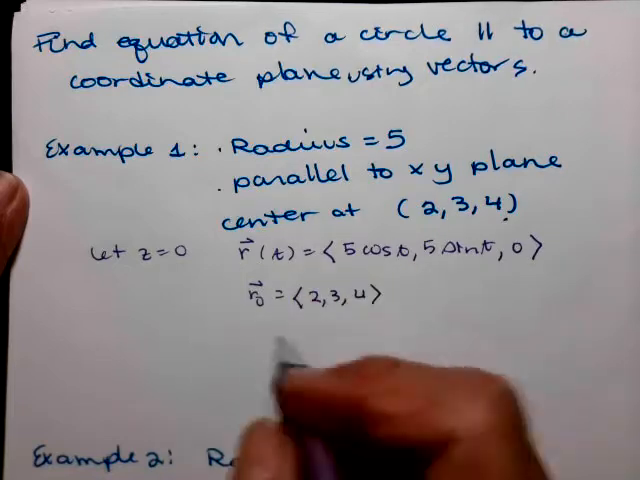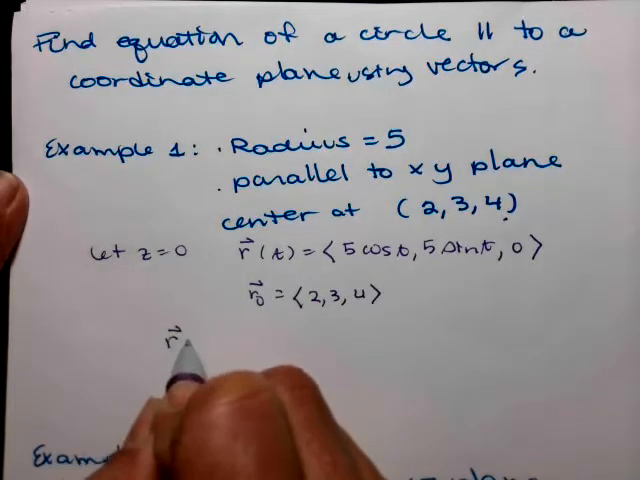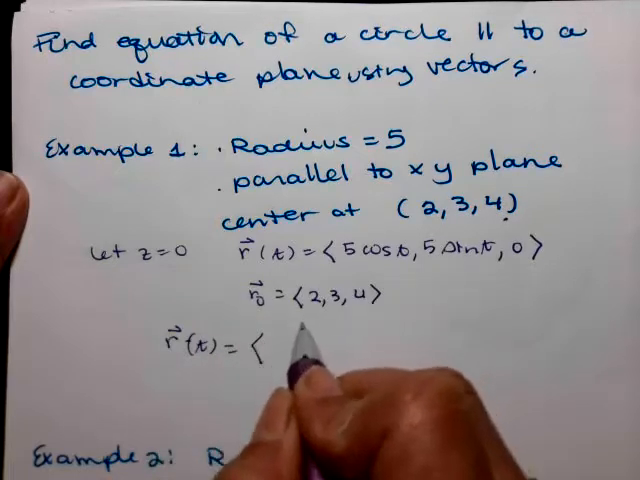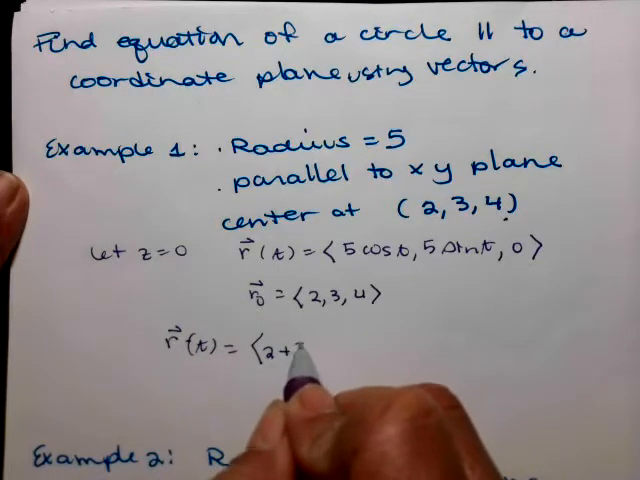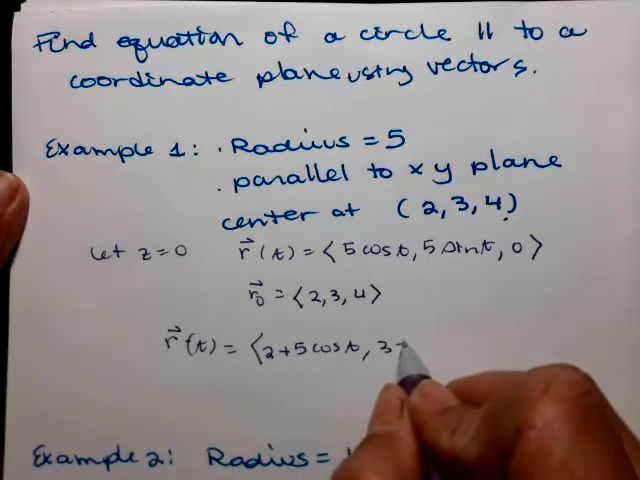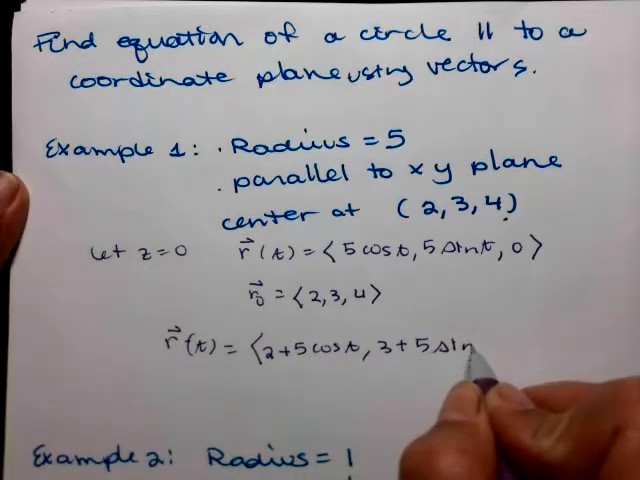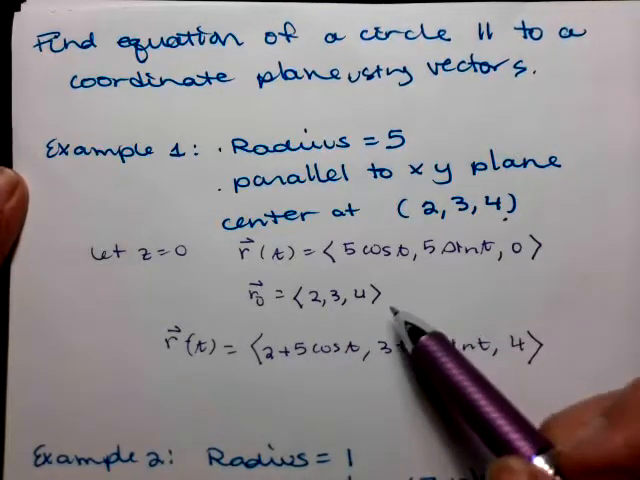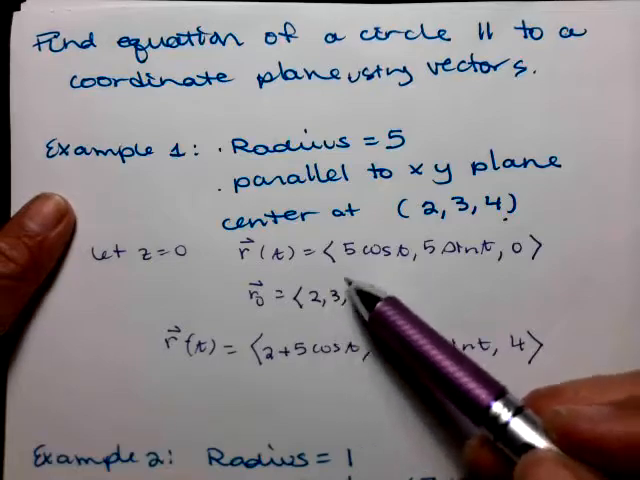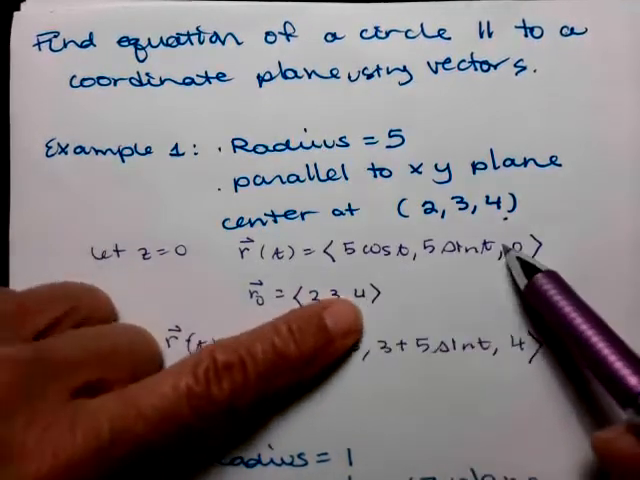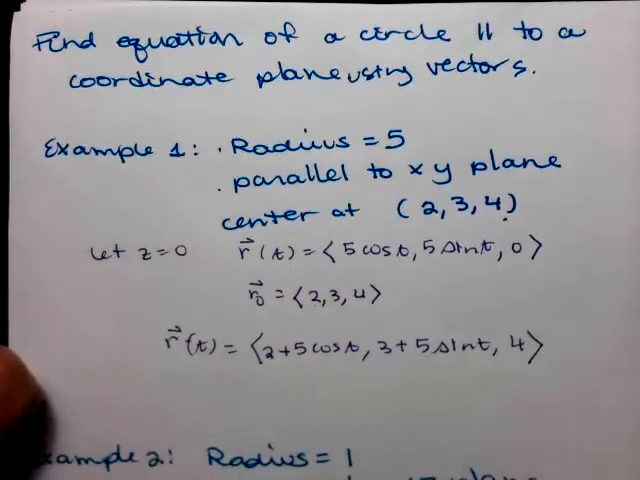So the circle will be given by the coordinates, so 2 plus 5 cosine t, comma, 3 plus 5 sine t, and then 4 plus 0. So the idea of treating, right, the x position independently from the y, independently from the z, makes it really nice just to move it.